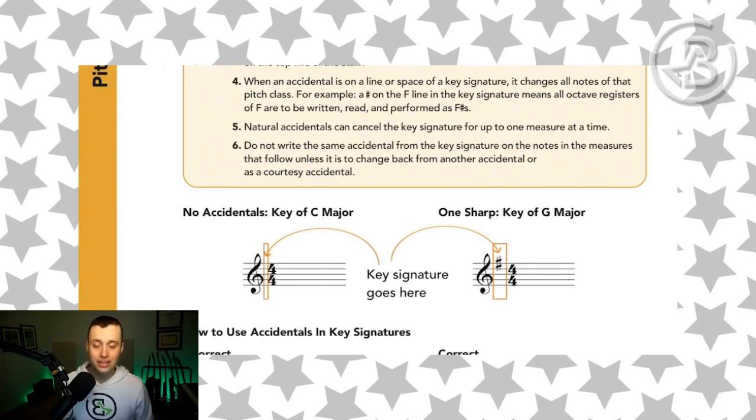Now we can use natural and other accidentals to cancel out that key signature for a measure. We'll get to that later. And we will talk about rules number 5 and 6, which have to do with accidentals, in a later lesson. I will see you in the next lesson.